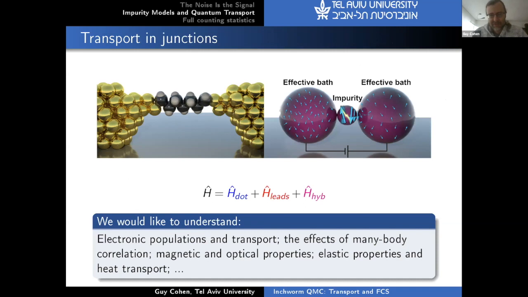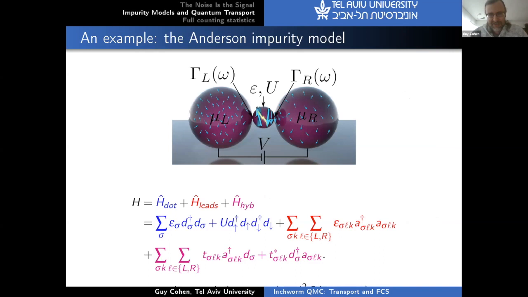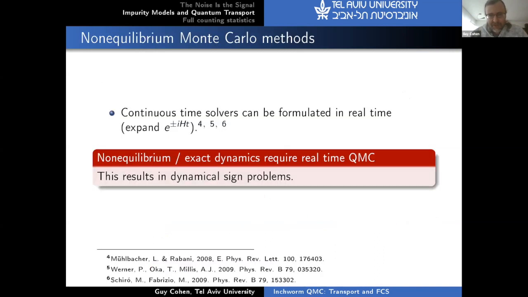Now I will talk about a quite general method for solving for transport properties of quantum impurity models. I don't need to introduce these models here, but think of maybe an Anderson model. Here's an Anderson model, and our method is quantum Monte Carlo in real time. Normally people don't do this because it's a very bad idea to do it in a brute force way. You get what's called a dynamical sign problem.